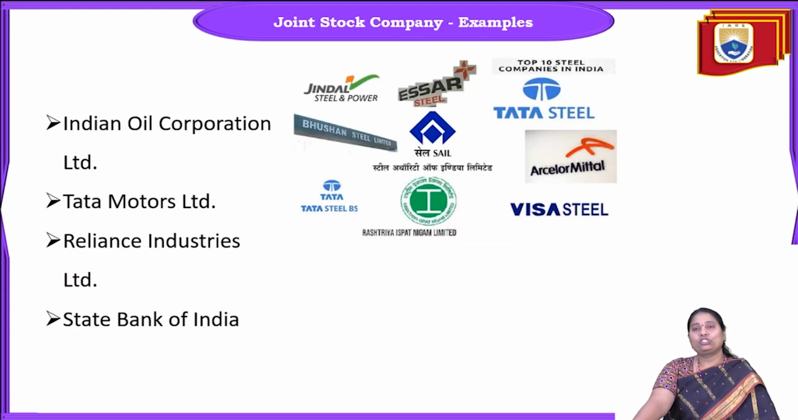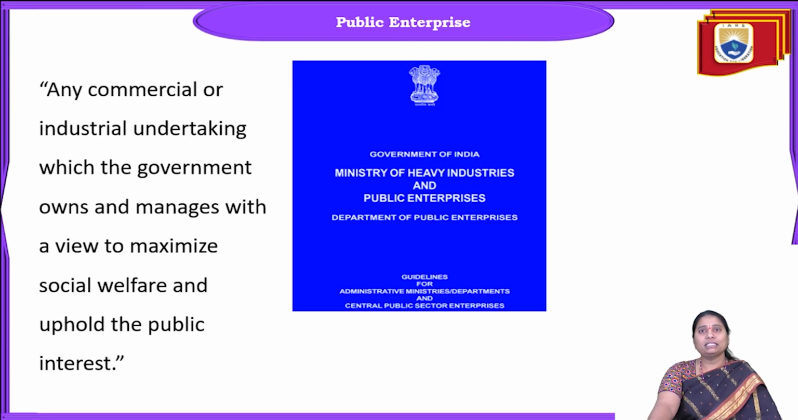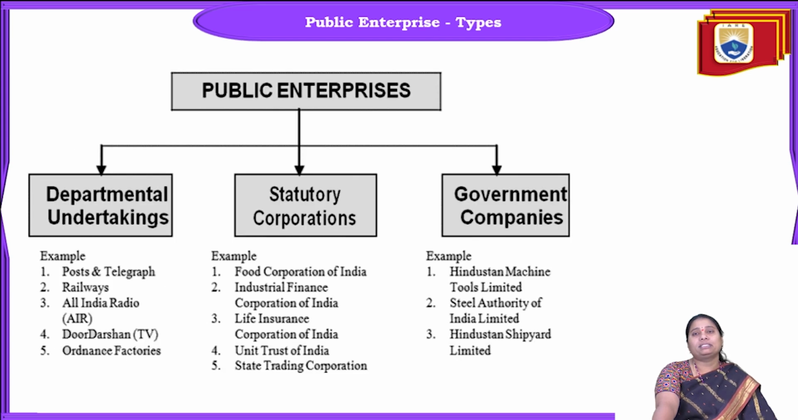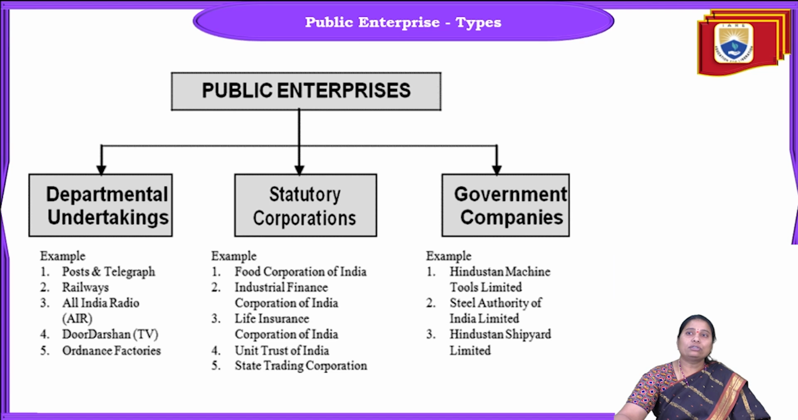Some examples of joint stock companies are Indian Oil Corporation Limited, Tata Motors Limited, Reliance Industries Limited, State Bank of India Limited, etc. In this one also, any commercial or industrial undertaking which the government owns and manages with a maximum portion held by the government, we can say it is a public enterprise. Some of the public enterprises are Indian Oil Corporation, Bharat Petroleum, HP, NHPC, NTPC, ONGC, BHEL, SAIL. These are all examples of public enterprises. And under public enterprises, government companies means the entire 100% is invested by the government. And those who are under the control of the government are called statutory corporations.